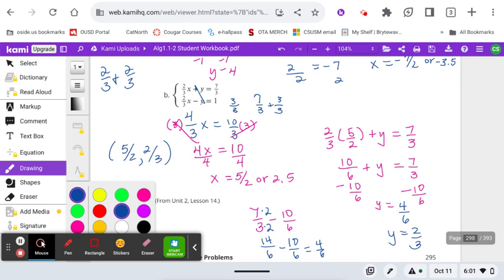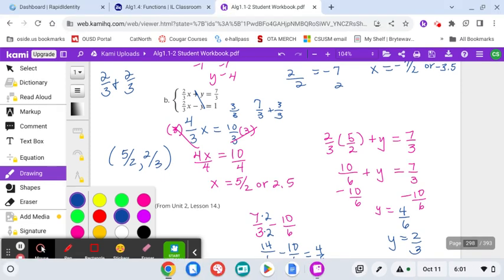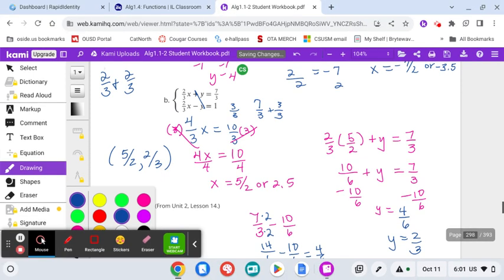Yikes. Do you see why some people might have needed help on number 6B? Okay, great job. Let me know if you still have any questions.